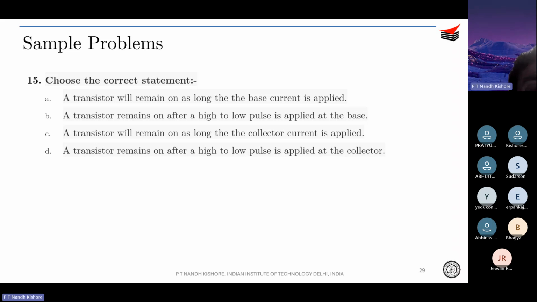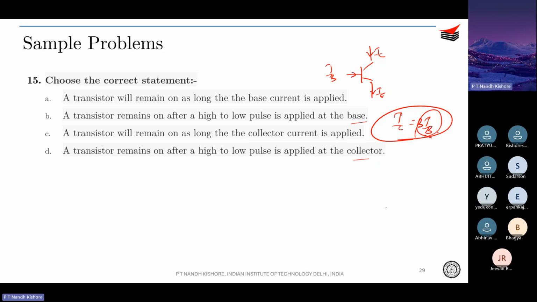Choose a correct statement. Transistor will remain on as long as the base current is applied. True. Transistor remains on after a high to low pulse is applied at the base. From the terminology, you can understand that this is about BJTs, right? You have a base over here. So what happens in BJTs? You have IB, you have an IC, and you have an IE. You know very well that IC is equal to beta times IB. So your IC will flow only if IB is there, right? You need a continuous IB in order to make sure that you can flow a continuous IC. So a transistor will remain on as long as the base current is applied.